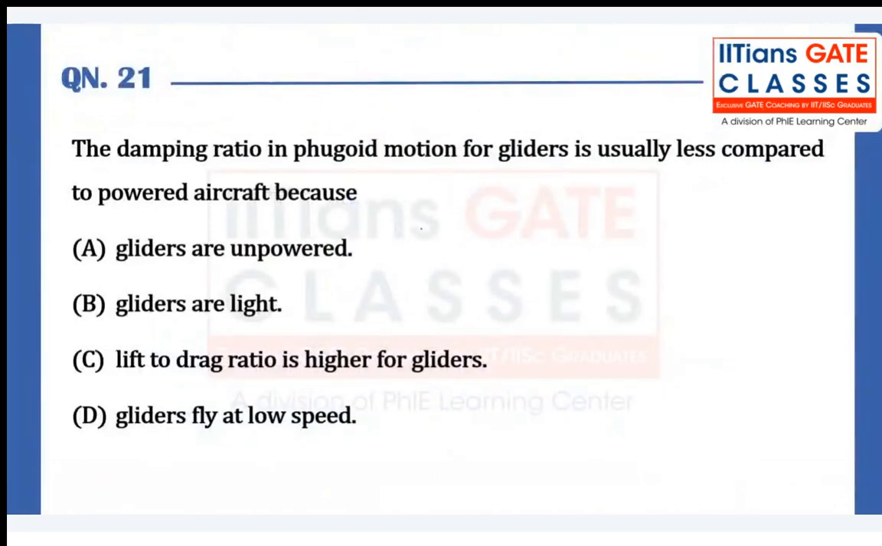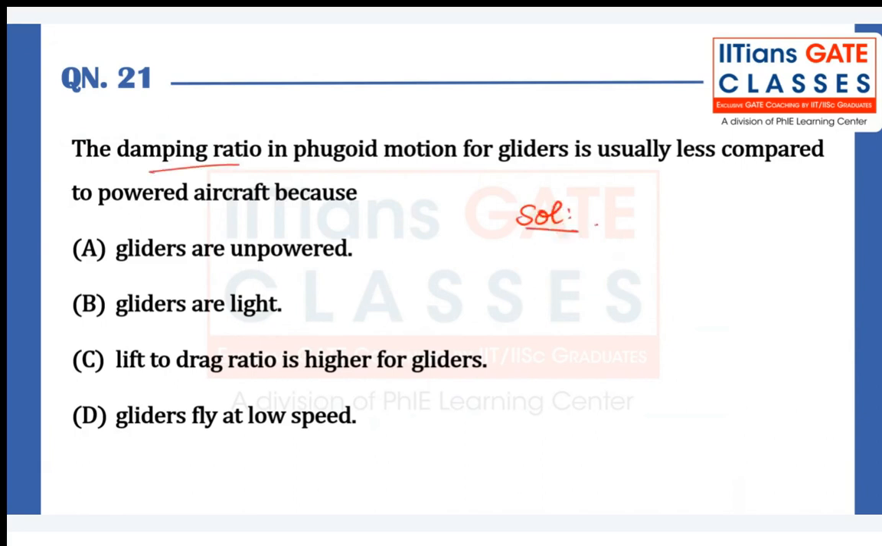The damping ratio in phugoid motion for gliders is usually less compared to powered aircraft because... We have four options: gliders are unpowered, gliders are light, lift to drag ratio is higher for gliders, gliders fly at low speed. So let's try to do this. Pretty simple.